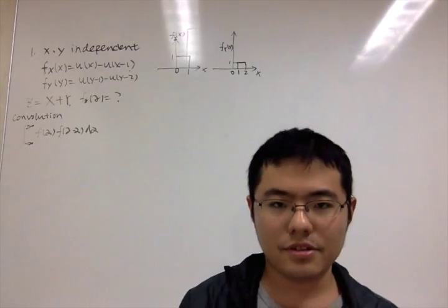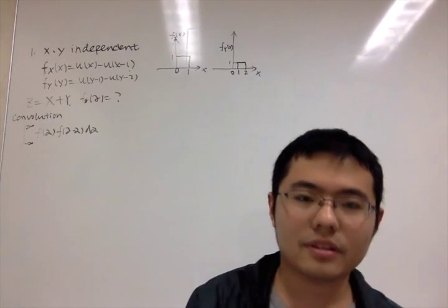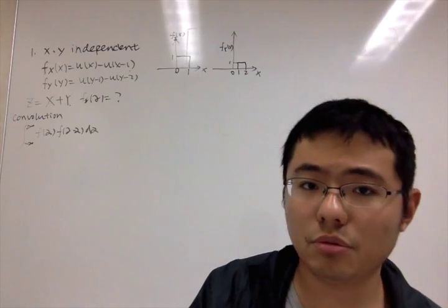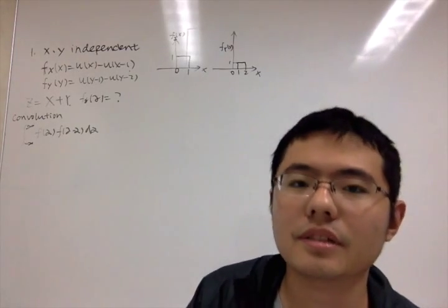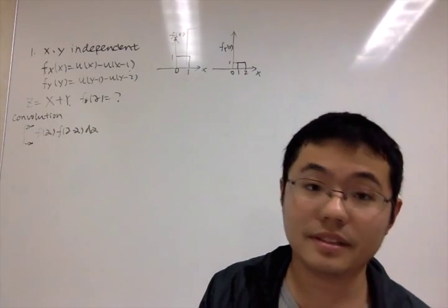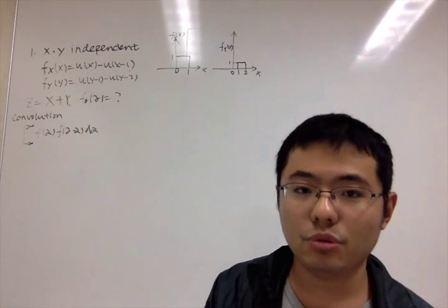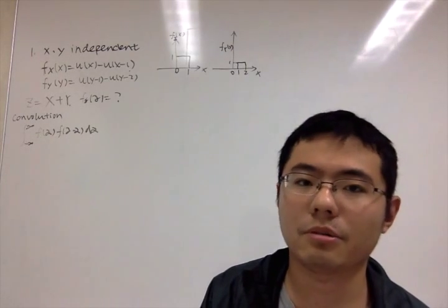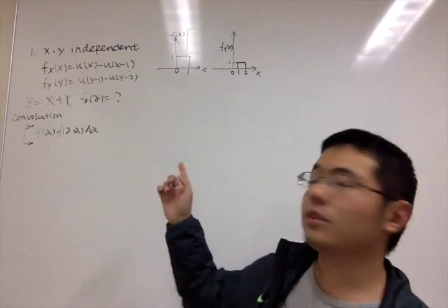Okay, so in a new week of our homework assignment, we're given two more problems. The problems this week are basically about functions of two random variables. Okay, so let's look at the first problem.